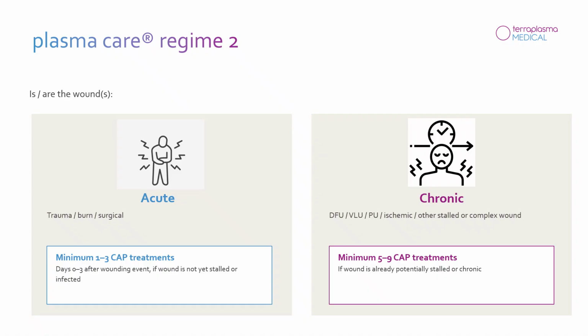The next question we have to ask is: is the wound acute or chronic? For acute wounds, for example trauma, burn, or surgical wounds, we plan a minimum of 1 to 3 CAP treatments. This is for day 0 to day 3 after the wounding event, if the wound is not yet stalled or infected. For chronic wounds, for example, diabetic foot ulcer, venous leg ulcer, pressure ulcer, ischemic or other stalled or complex wounds, we plan a minimum of 5 to 9 CAP treatments. This applies if the wound is already potentially stalled or chronic.